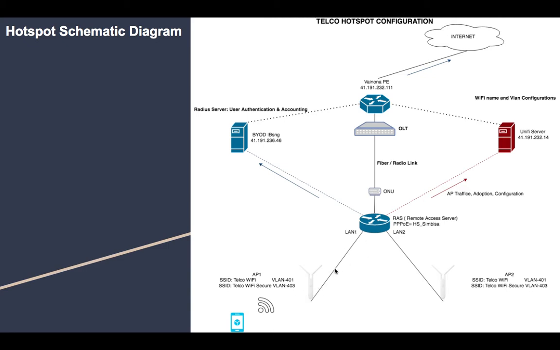Also these access points are connecting to a router on different LAN interfaces, and on each one of these LAN interfaces there is also a VLAN defined to carry traffic to each and every VLAN on the SSIDs, right? So remember, this router that we are looking at as the hotspot router is also working as a RAS to the BYOD server that we'll be using as the radius server for user authentication and accounting.